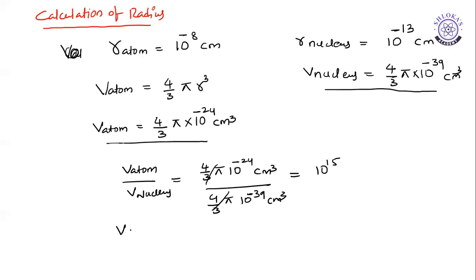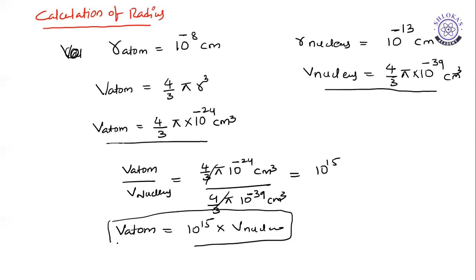So from this, I can write volume of atom is equal to 10 to the power of 15 times the volume of nucleus. Means as compared to the nucleus volume, the volume of the atom is 10 to the power of 15 times more. It is very big as compared to the volume of the nucleus. This is how we can compare the volume of atom and volume of the nucleus.